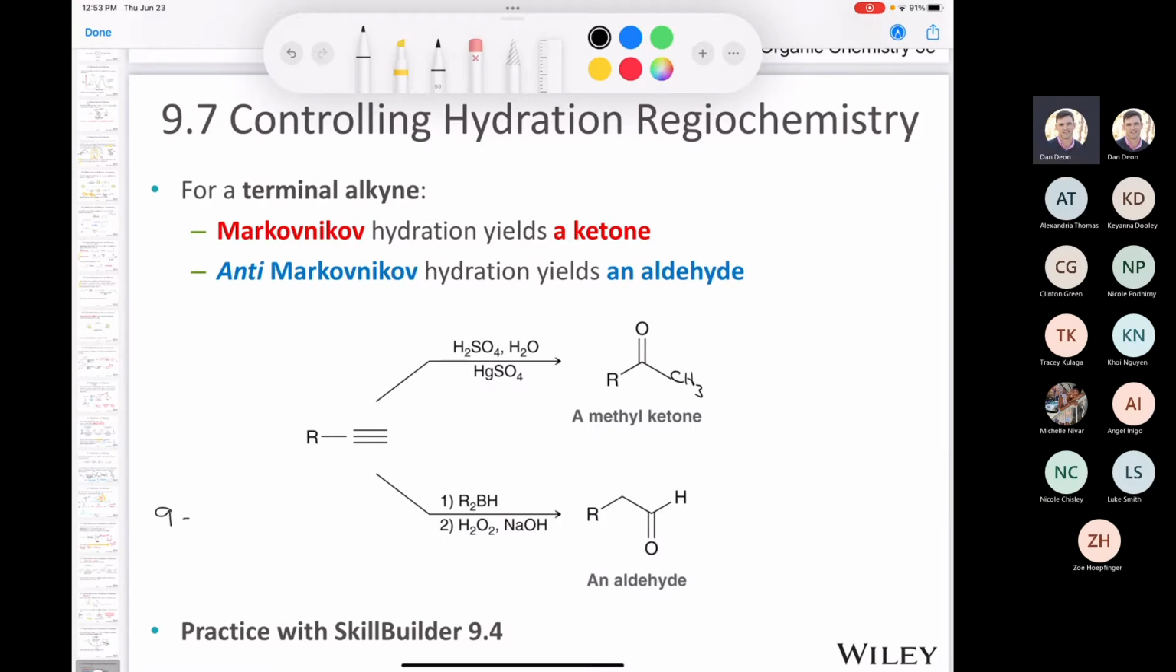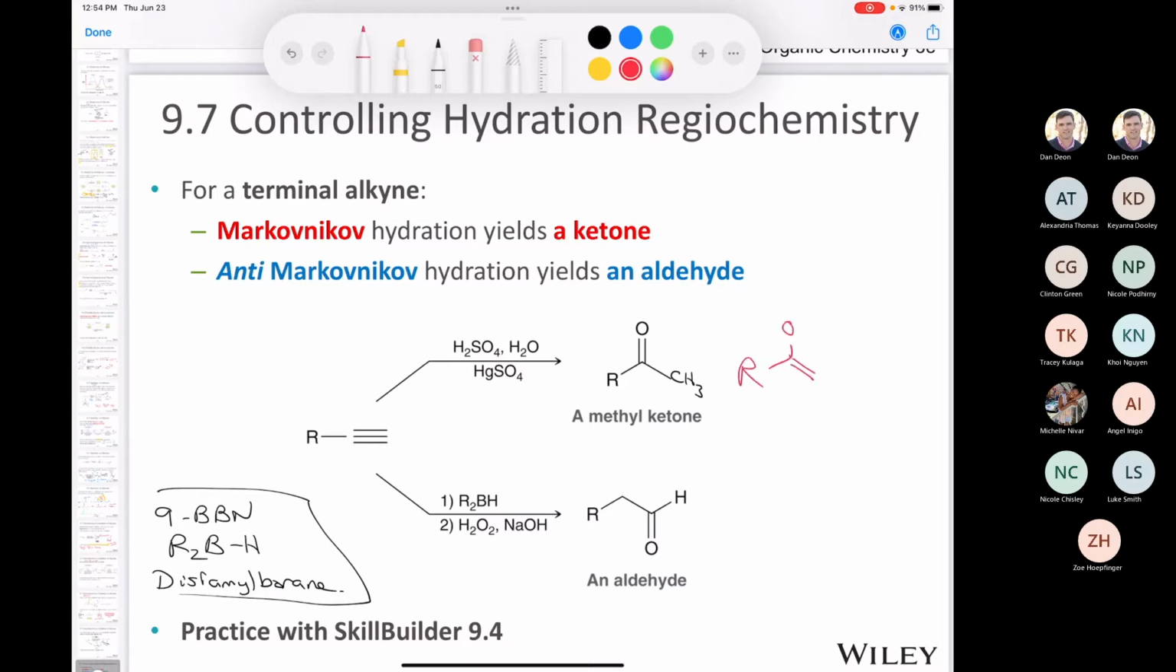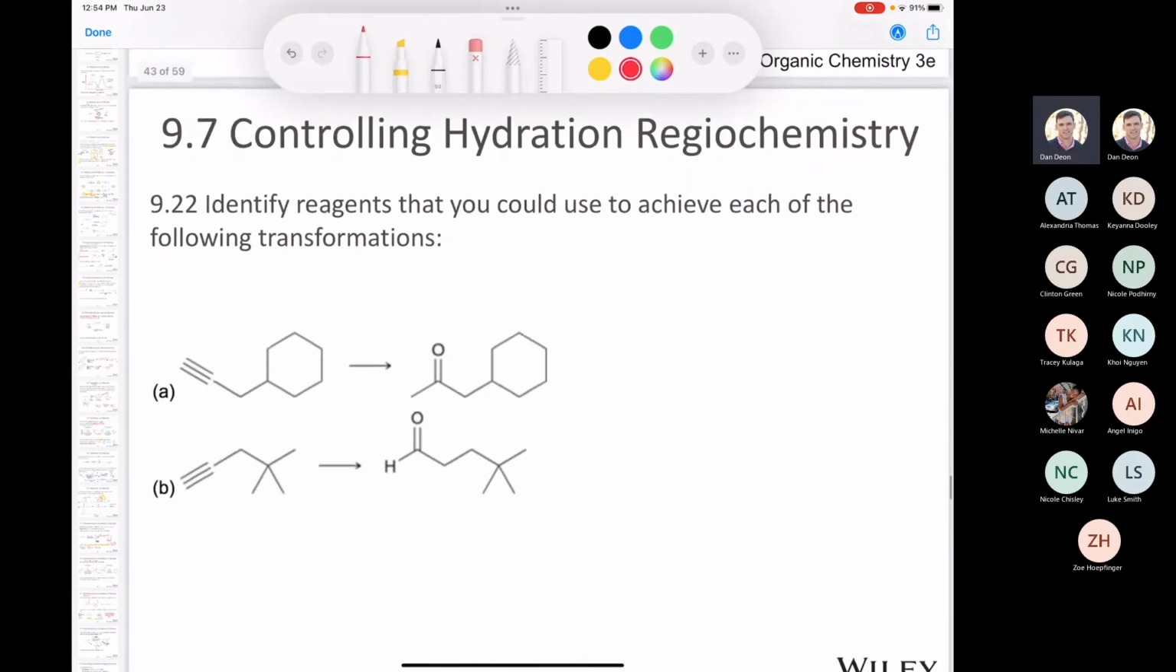Again, instead of writing 9-BBN, you can also write R2BH, which just means you've got two big R groups on there, okay? Or you could put dicyamyl borane. They all do the same thing, okay? All perfectly reasonable. And that's it, my friends. Okay, so make sure you know the enol that you would form here would be this enol, which undergoes tautomerization to give you the methyl ketone. And the enol that you would form here would be this enol, which undergoes tautomerization to give you the aldehyde. There you go. Not too bad.